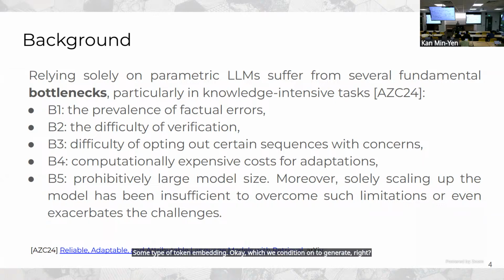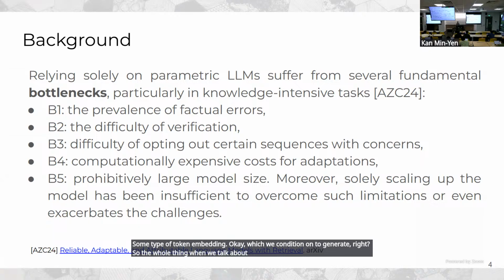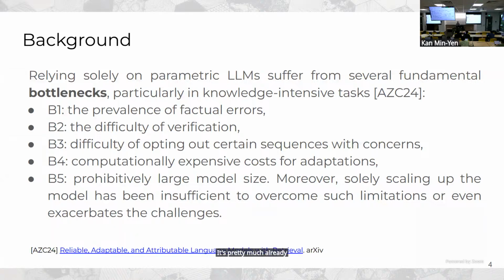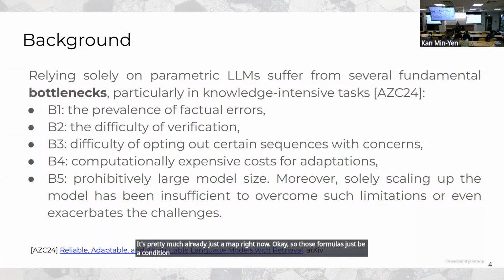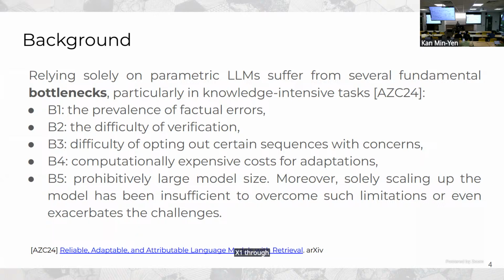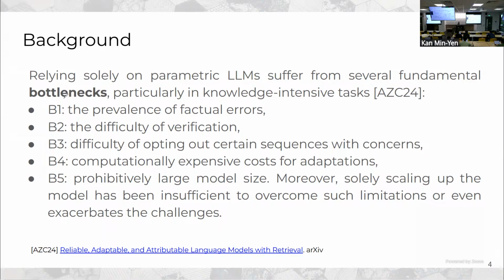So the whole thing when we talk about language models being spectacularly stupid, and all they're doing is predicting the next word, is pretty much all we're doing. It's the math. The formalism is just a condition on some input, x1 through xn minus 1, and we want to figure out what's the next word that we have. Okay, so there are some bottlenecks that are known here. Annotate the slide. So particular.